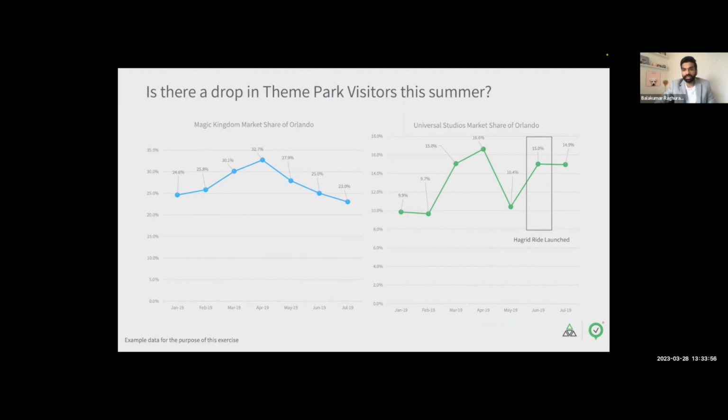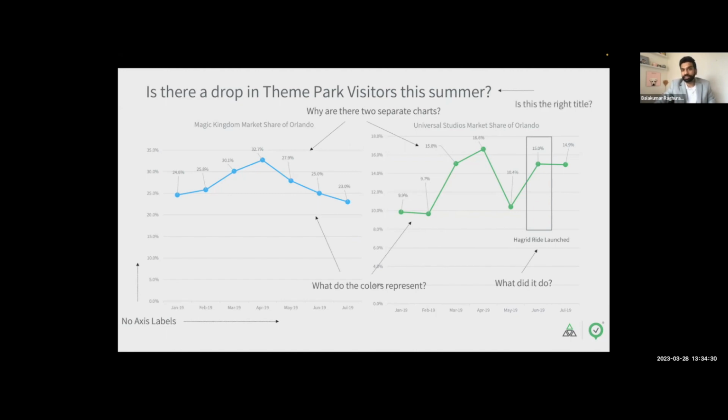From an insight standpoint, the numbers are correct. From a visual storytelling standpoint, I think there's a lot more we can do to make this a little bit more clear, right? For example, we can think about, do we need two different charts? And this is how you start to declutter, right? Do we need an axis label? What do these axes mean? What do these colors represent? Why are there two different colors? What did the Hagrid ride do? Yes, we said the Hagrid ride launched, but what did it do? And is this the right title, right?